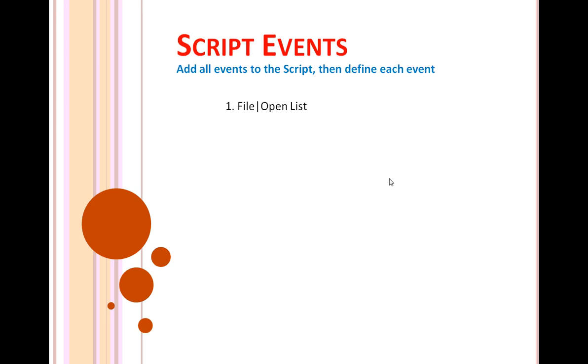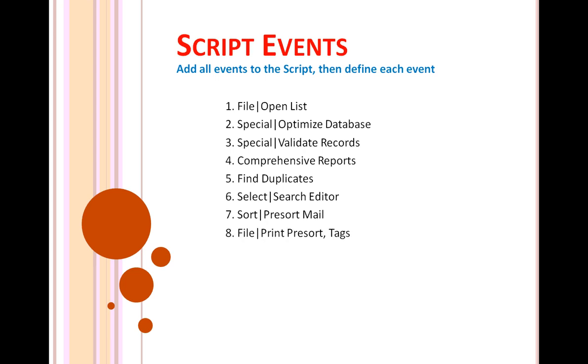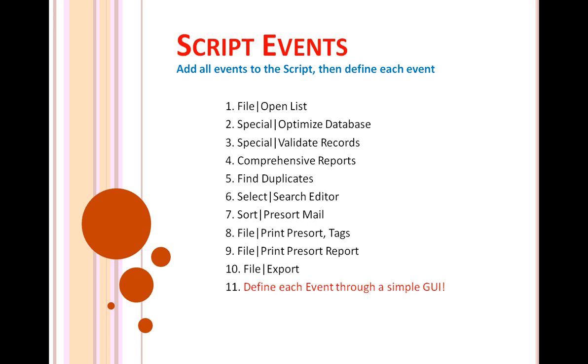So the first thing we're going to do, and this is as a recap, is file open list. Then special optimize database, special validate records. Special is the menu. Then we're going to print the comprehensive reports, find duplicates. We're going to perform the search editor. We're going to pre-sort our mail, print our container tags, print our reports for the post office. We're going to export the data, and then we're going to go back and define each event through a very, very simple interface.